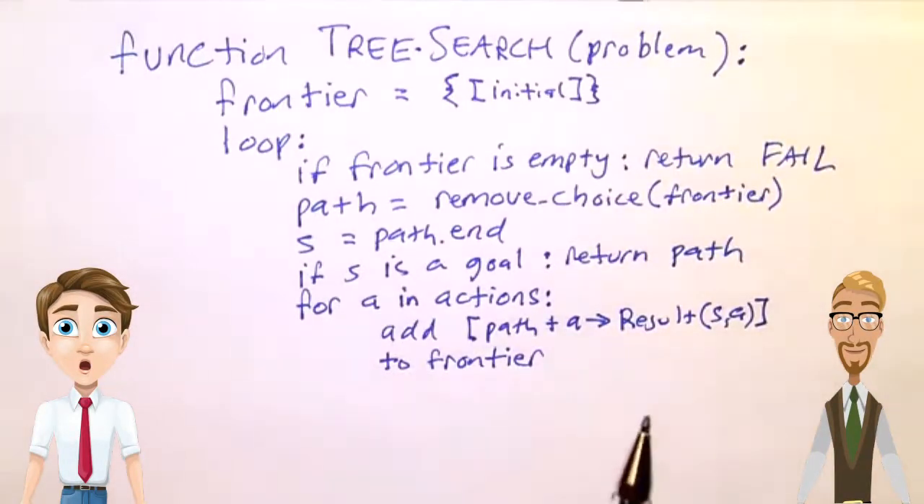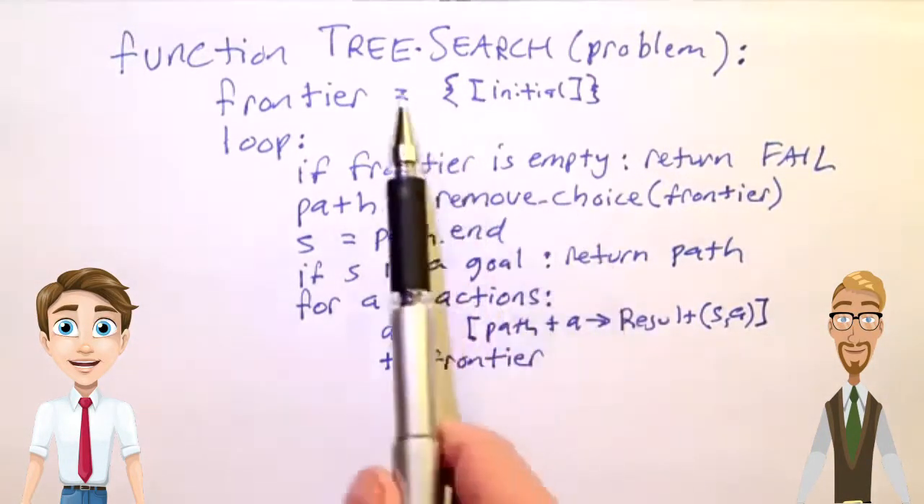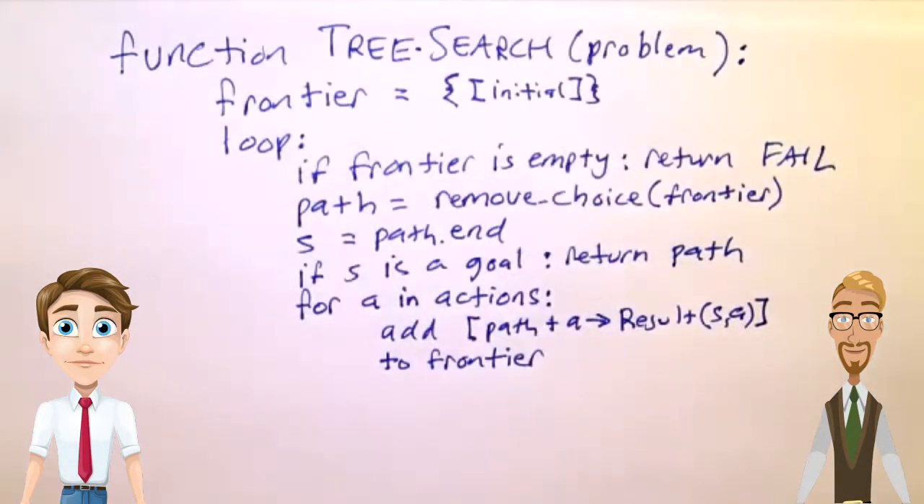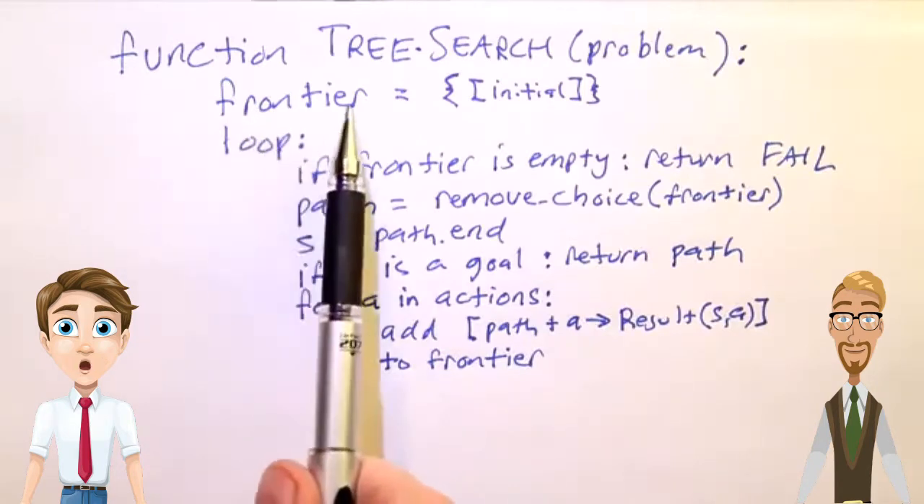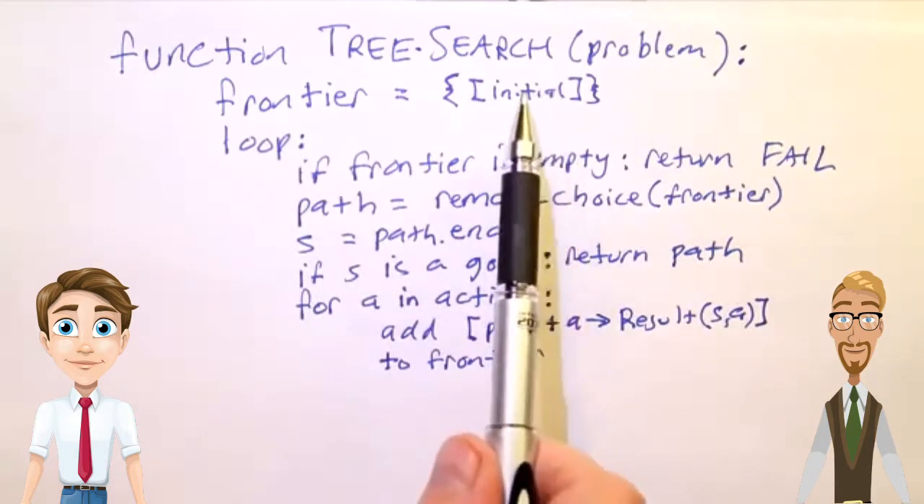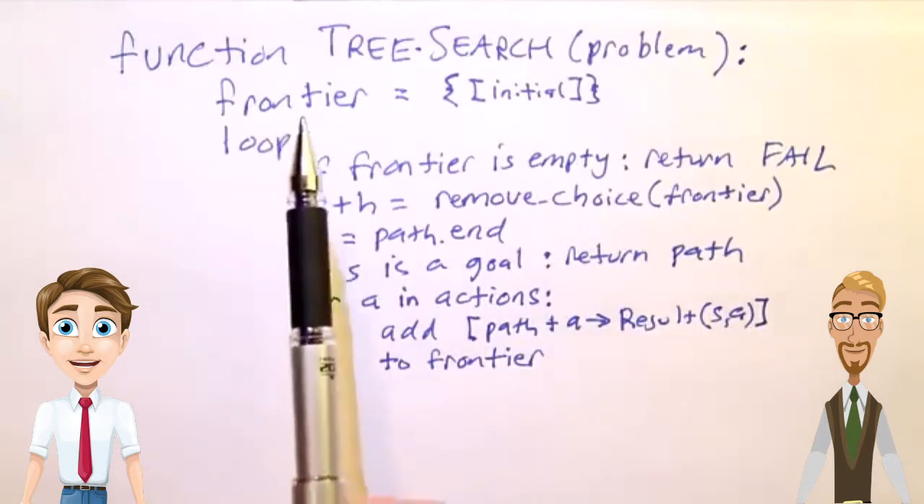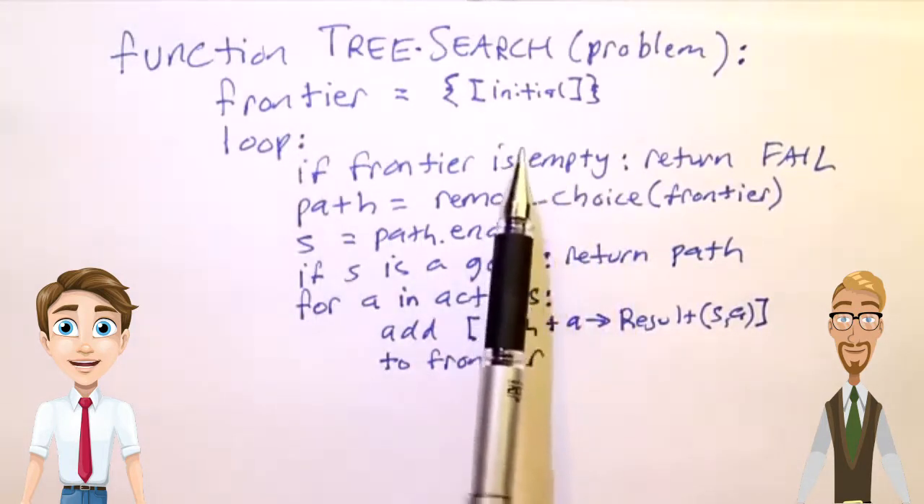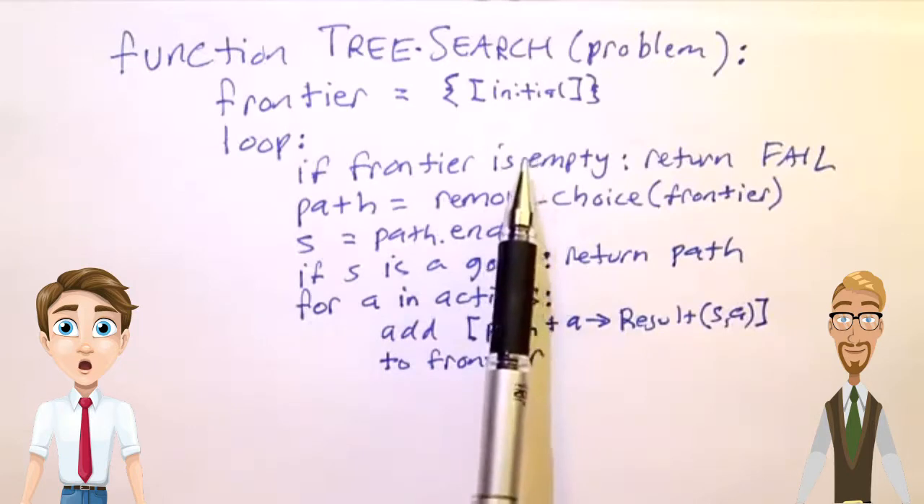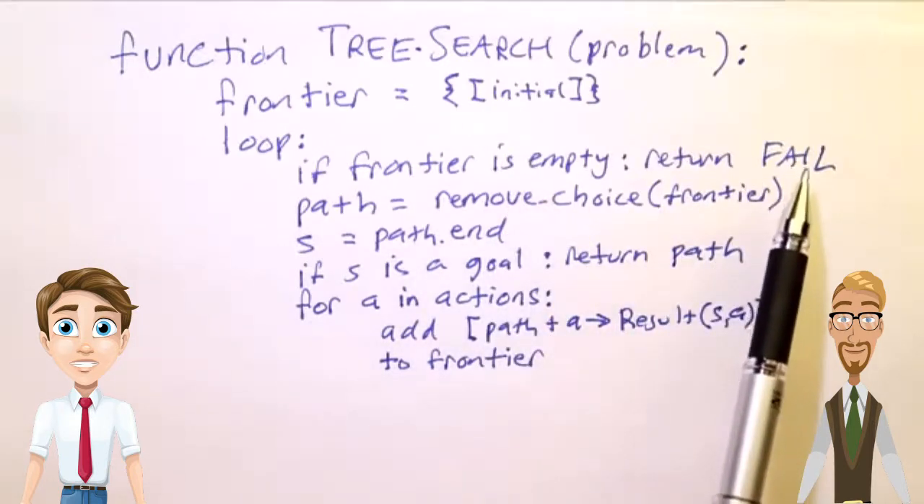Now let's define a function for solving problems. It's called tree search because it superimposes a search tree over the state space. Here's how it works. It starts off by initializing the frontier to be the path consisting of only the initial state. And then it goes into a loop in which it first checks to see do we still have anything left in the frontier. If not, we fail. There can be no solution.